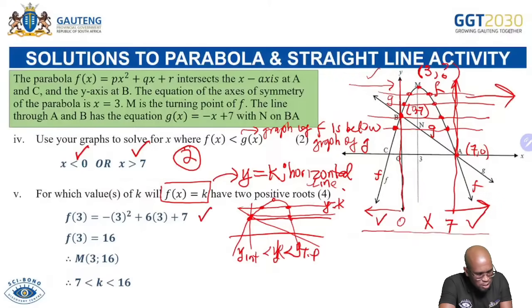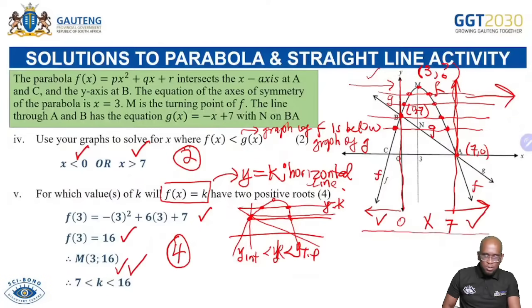So substitution here, it's a mark. And then the y value of the turning point is a mark. And then you have 2 marks here, which gives a total of 4 marks, all right? I hope that you are still okay, all right?